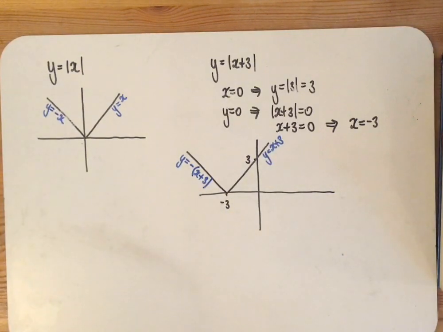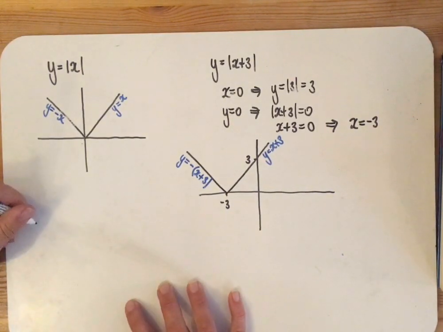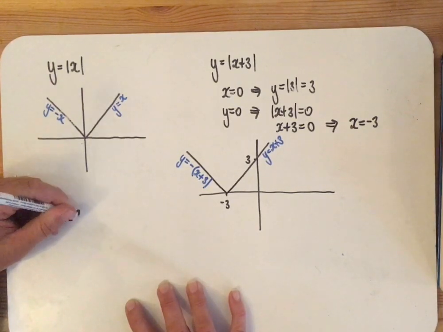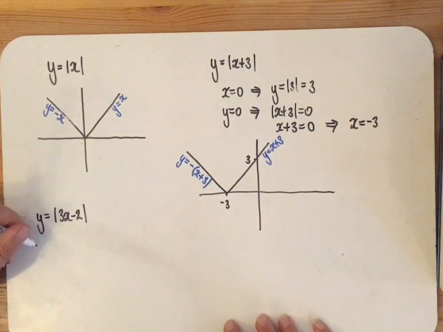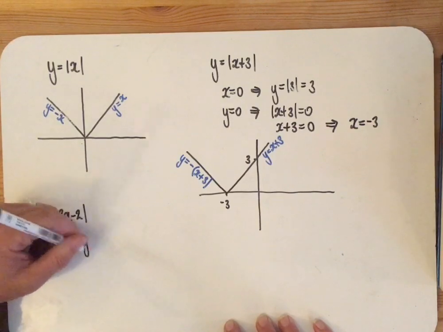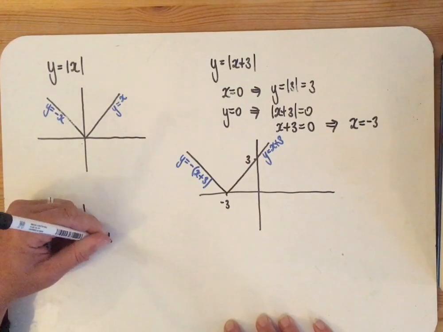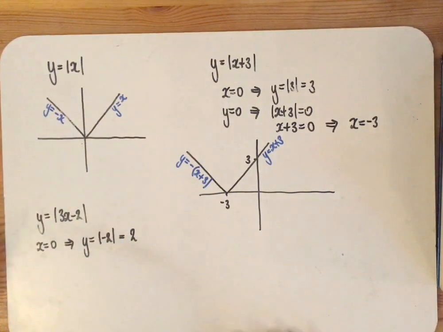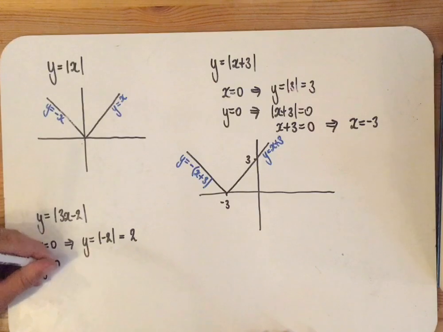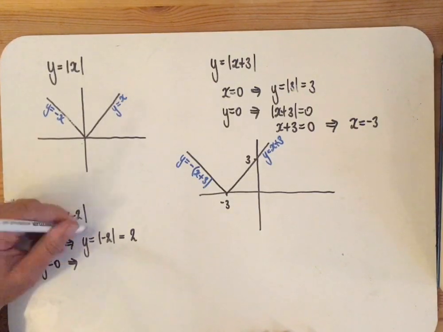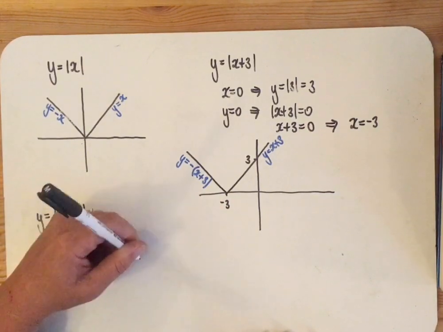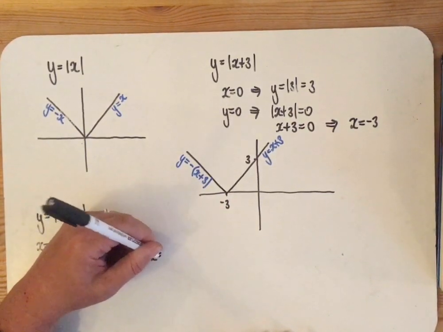And I think I want to do another one. Do one more. So let's do y equals the modulus of 3x minus 2. So same process. When x is 0, y equals the modulus of minus 2, which is less than 0, so times it by minus 1 to give me 2. When y equals 0, the modulus of 3x minus 2 is 0, so 3x minus 2 has to equal 0, and x is 2/3.